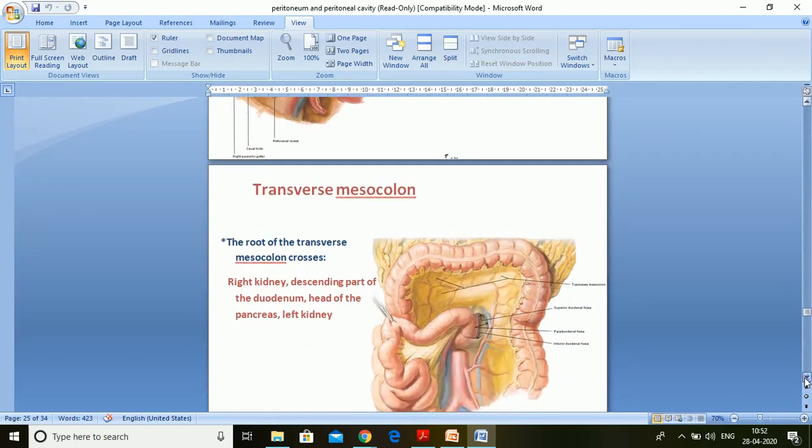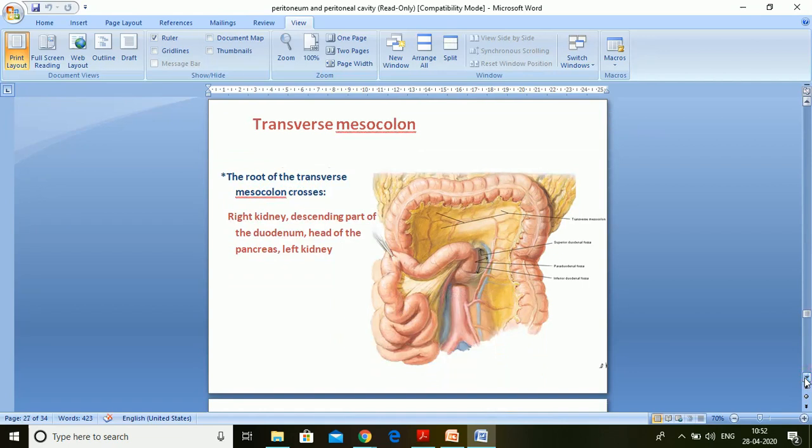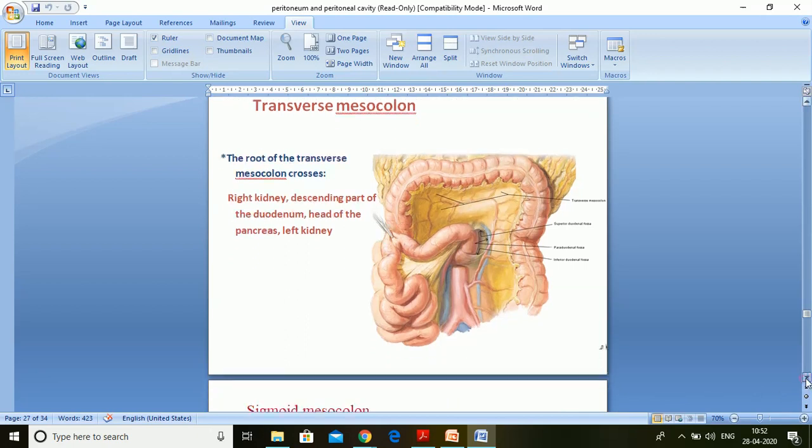So the transverse colon, the root of the transverse mesocolon. See, this is the root of the transverse mesocolon. It crosses the right kidney, the descending part of the duodenum, the head of the pancreas, and the left kidney. So this becomes important where the root of the mesentery crosses itself.